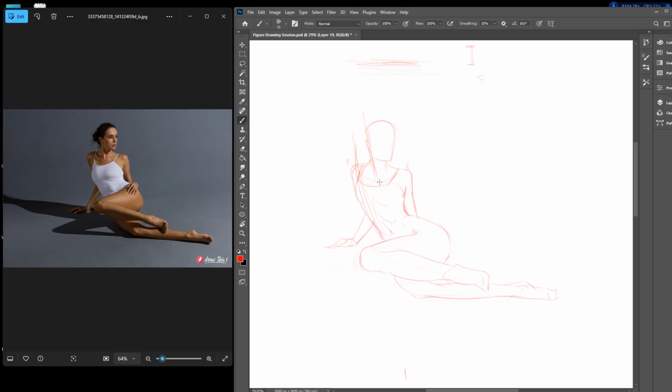However, even in figure sketching, it might be a good idea to give some anatomy indications like this here or here. You can see, okay. Just keep that in mind.